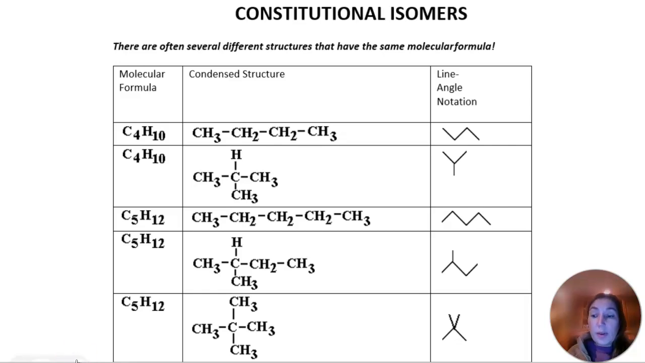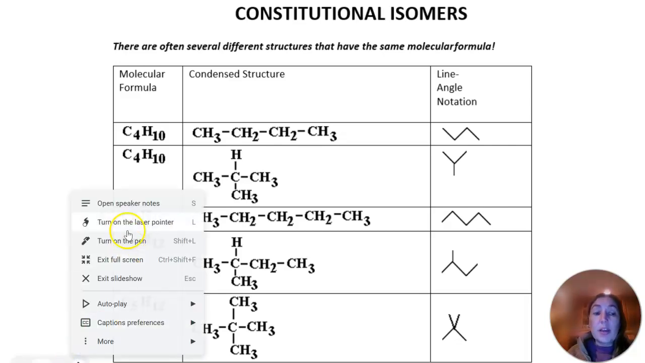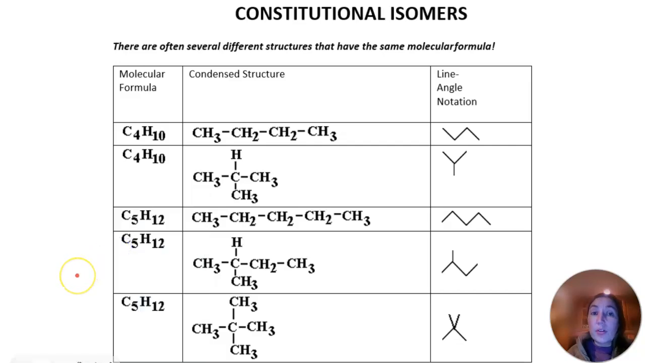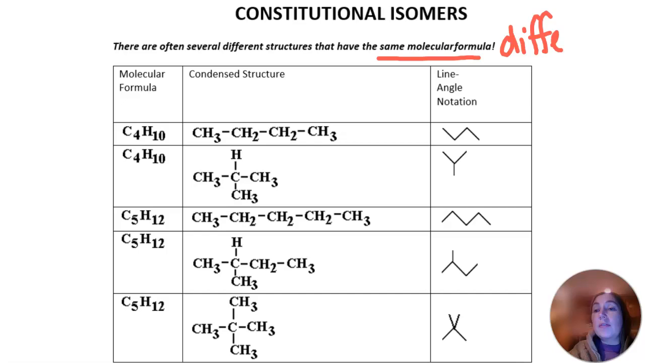This video is about constitutional isomers. Constitutional isomers are those that have the same molecular formula, but have different connectivity and therefore different structures. So again, these are molecules that both have the same molecular formula, but they have different connectivity of those atoms. And so that can lead to very different properties.